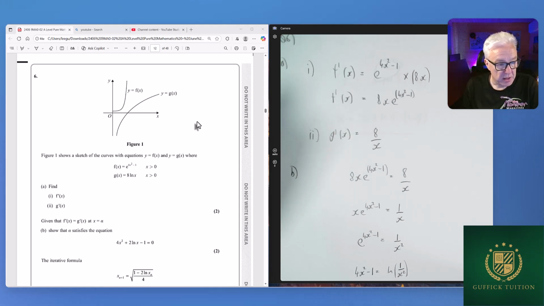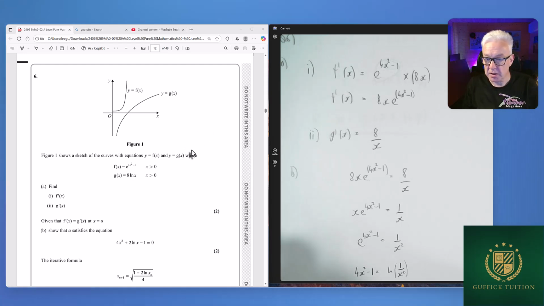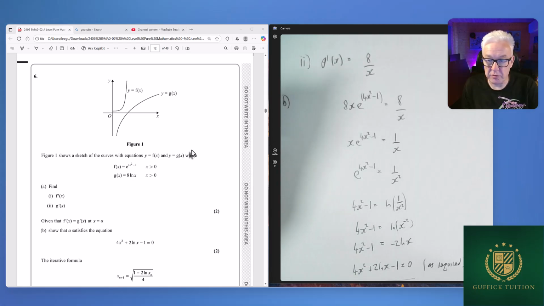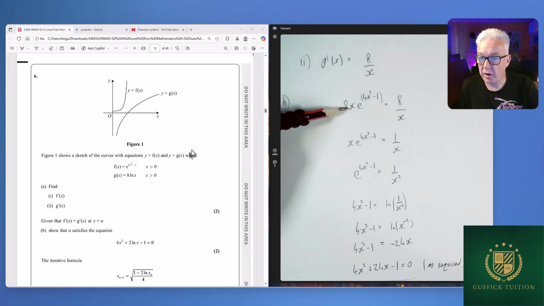Part B. Given that f dashed of x is equal to g dashed of x at x is equal to alpha, show that alpha satisfies that equation. So we put our two derivatives equal to each other, and we're just going to try and rearrange it into the equation that's given in the question. So I've put them equal to each other. What have I done next?